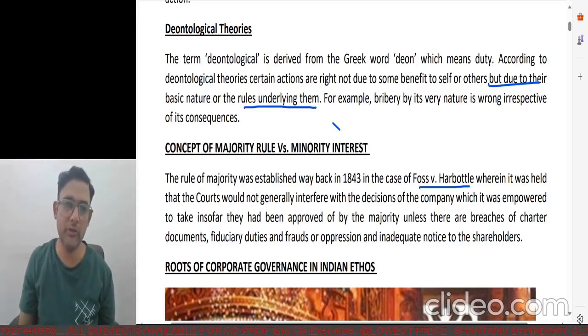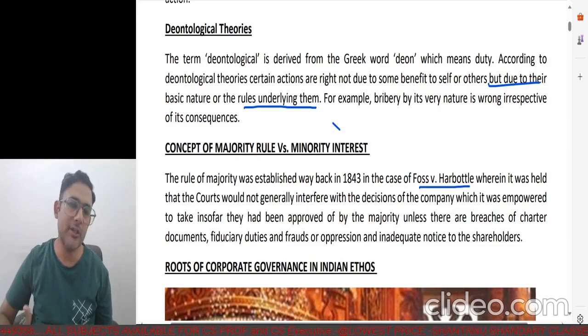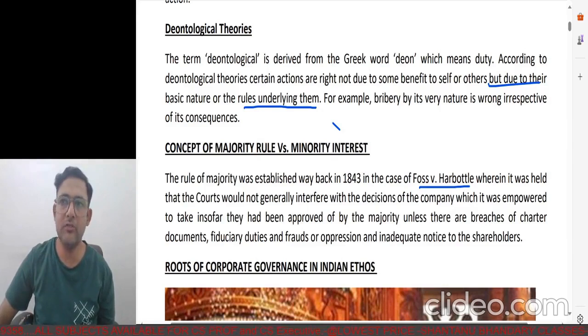Otherwise, the court won't interfere. For example, if there are 100 shareholders, and I'm just taking a very small example, in listed companies you'll find millions of shareholders. If some people are not happy with a decision and they go to the courts, and the court keeps on interfering like this, then the working of the company won't be possible.